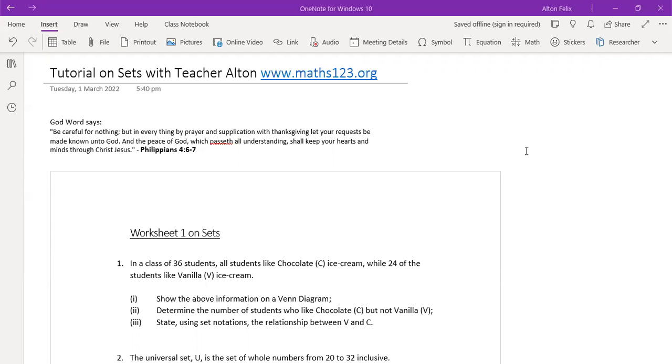It says in Philippians 4, verses 6 to 7, be careful for nothing, but in everything by prayer and supplication with thanksgiving, let your requests be made known unto God. And the peace of God, which passeth all understanding, shall keep your hearts and minds through Christ Jesus.